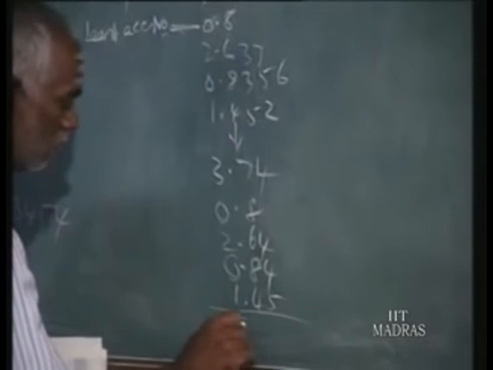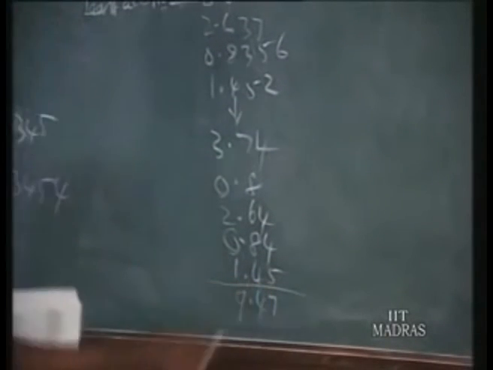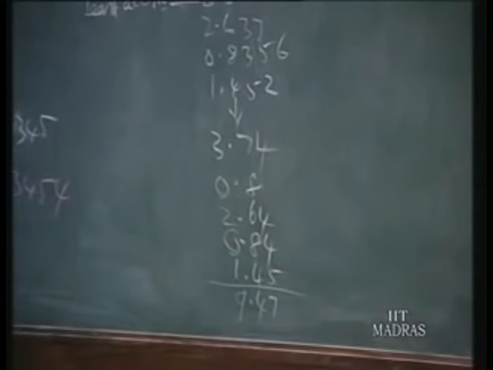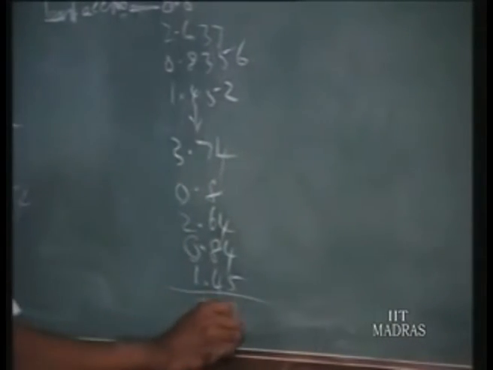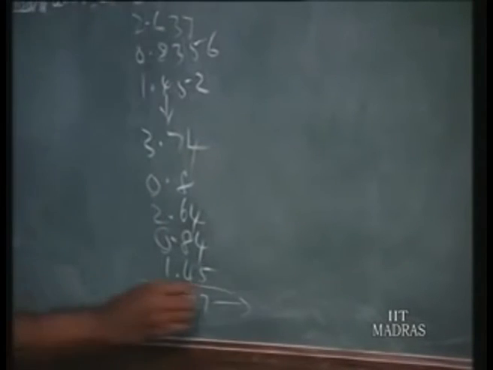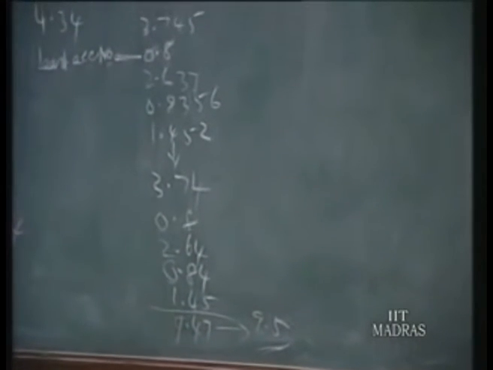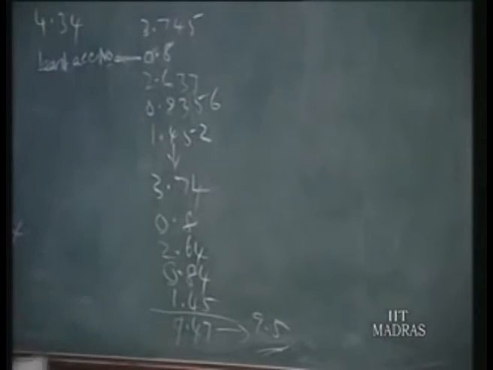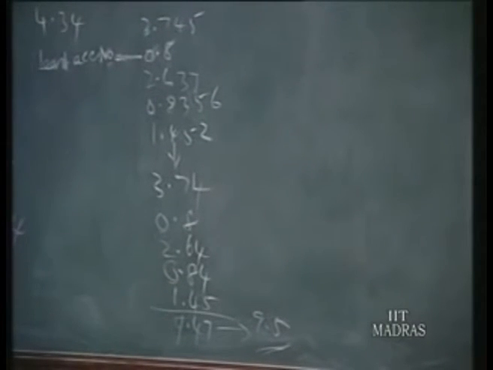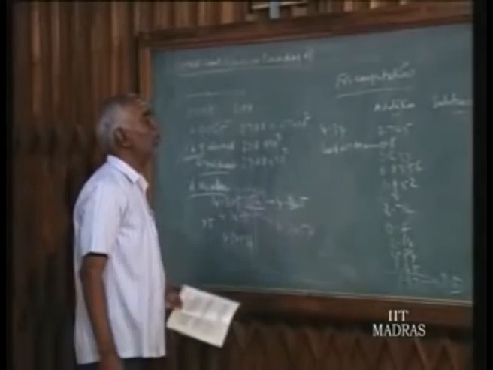The total is 9.47, and round it off to the same decimal place as the least accurate number, so 9.5, because the discarded number is greater than 5, so add 1 to the desired decimal place. This is the rule you have to adopt for addition.